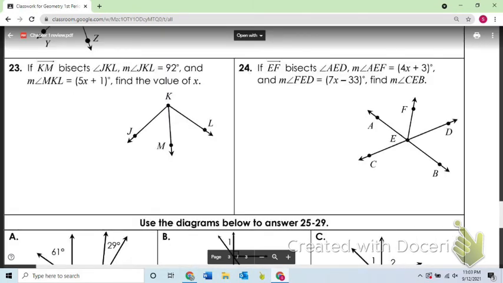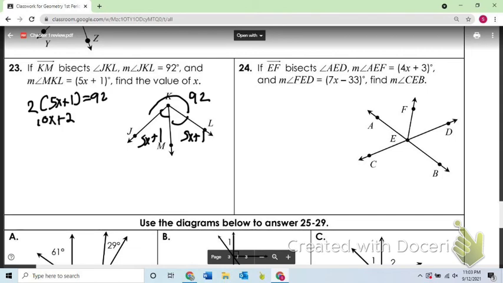So again, here we have KM bisects JKL. Now, unlike what we were talking about before, here we're talking about angular measurement. So we know bisects means it cuts into 2 separate and equal angles. We also know that JKL, the big outside angle, is 92. So if we know that MKL is 5x plus 1, and we know that KM bisects JKL, it means that JKM is also 5x plus 1. So when we're solving this, we know that 5x plus 1 is half of 92. So if we double 5x plus 1, that should be equal to 92.